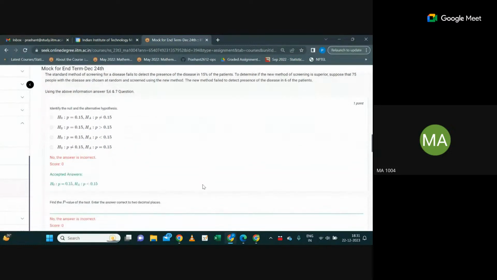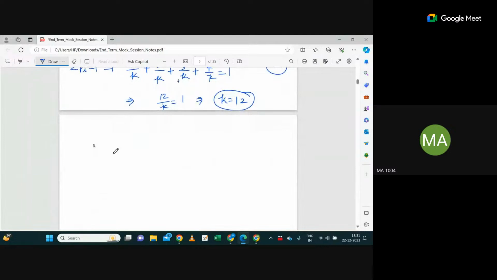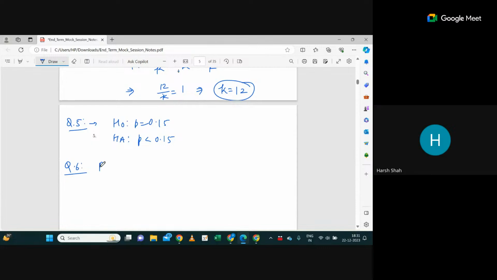So next question is, find the p value of the test. So what is the p value? For question number 5, the correct option is C. H0 is p equals 0.15, and the alternative is p less than 0.15. So what is the p value, anyone? When your test statistic is equal to the critical value. What about others? The least value where you will reject the null hypothesis when the null hypothesis is true. Correct.